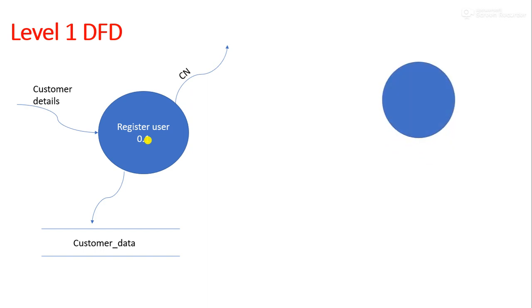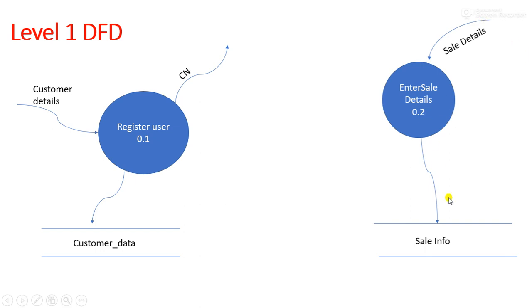We have another function, enter sale details, and we number it as 0.2. So this is our first function 0.1 and this is our 0.2. This is how we can number our functions. Enter sale details takes the sale details as input and is responsible for storing those sale details in our sale info database. So this is how we can represent our database.